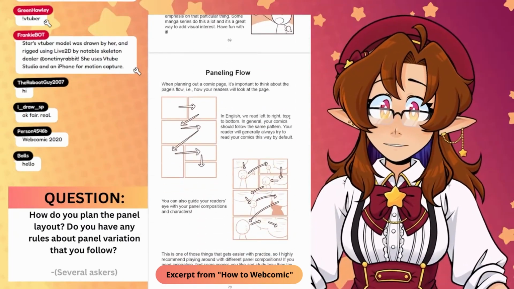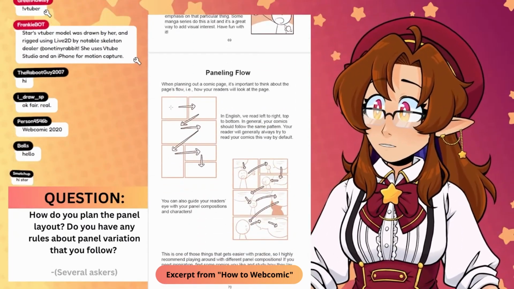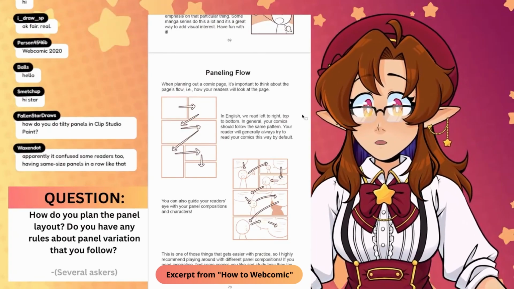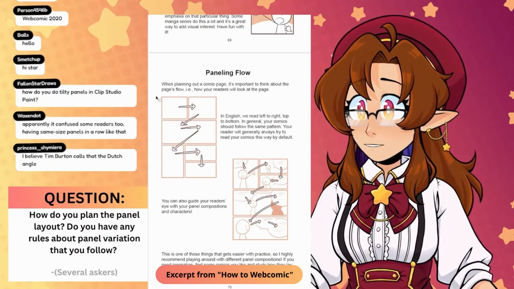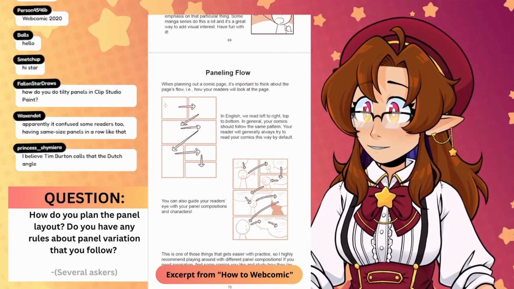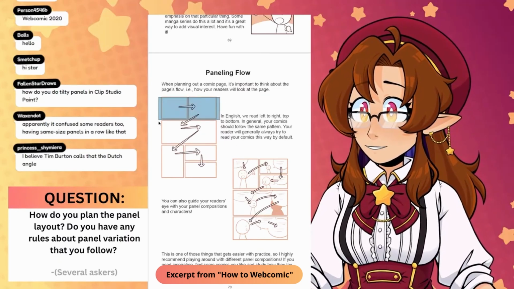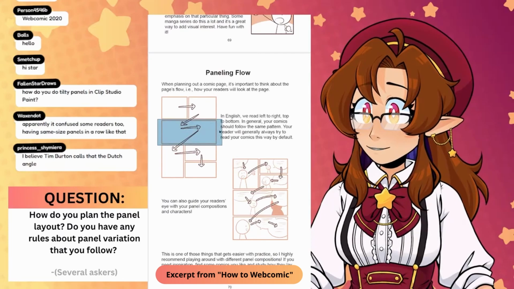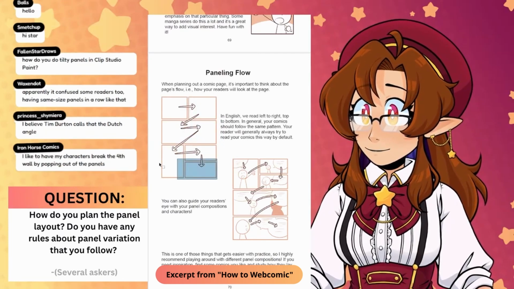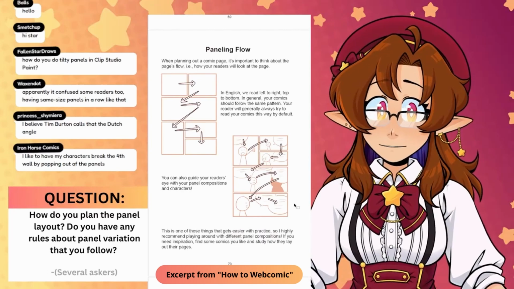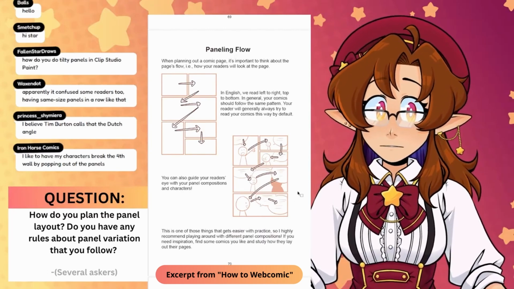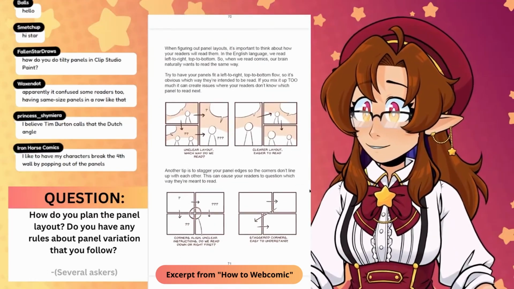So then we also talk a little bit more about panel flow. You have to think about the direction that your readers are going to be reading it in. We read English, so we read left to right, top to bottom. And so people will generally read like this, first row, and then the second row left to right, and then the third row left to right. So you gotta be conscious about how your panels flow and how your readers are going to be reading them. I'll let the book speak for itself there.